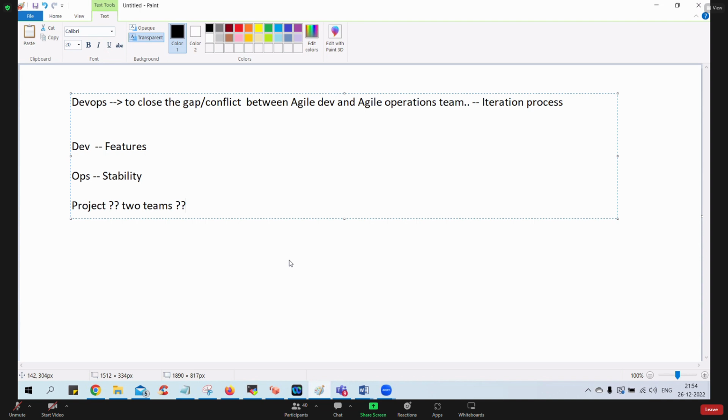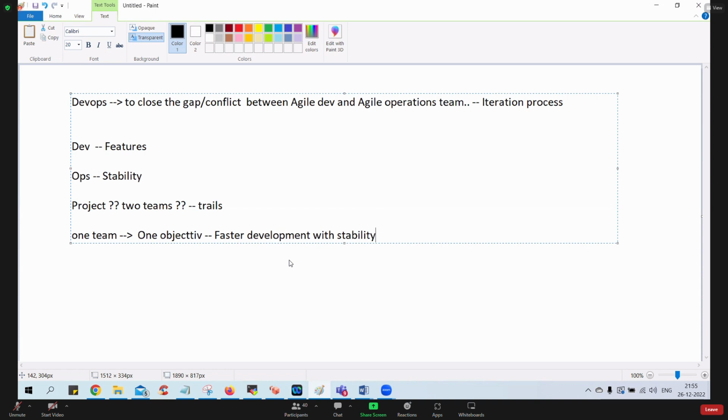That is where he started his trials, experimenting with one team only. That's the reason in DevOps, Patrick says that we don't believe in this two teams concept. We only believe in one team. So the entire team has one and only one objective, and that objective is nothing but faster development with stability. Every team member in a DevOps project will work under the principle of faster development with stability.